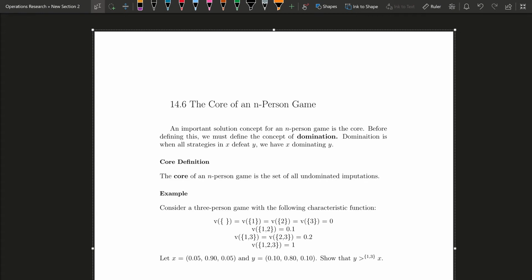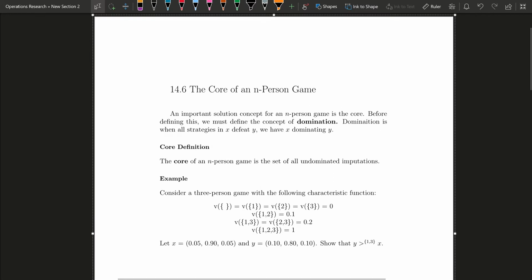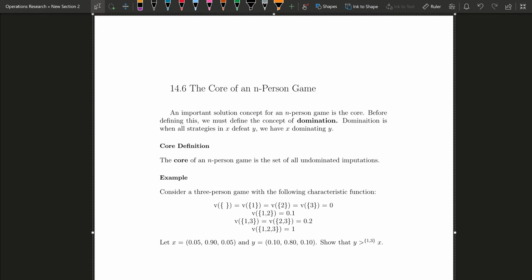Alright, so here we've got section 14.6 from game theory, which is covering the core of an n-person game. So we're just building off of what we just talked about in 14.5 with characteristic functions, and now we're going to define what a core is of an n-person game.